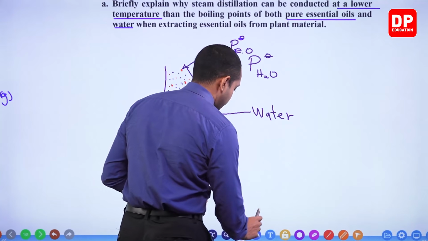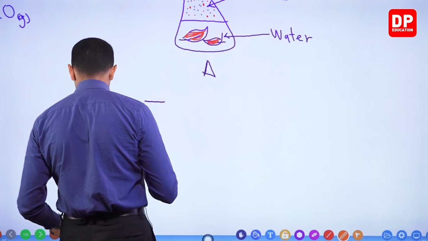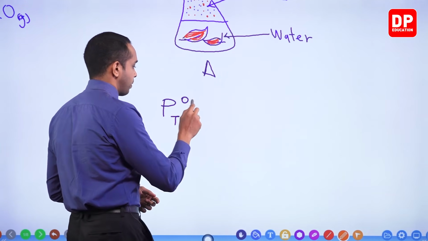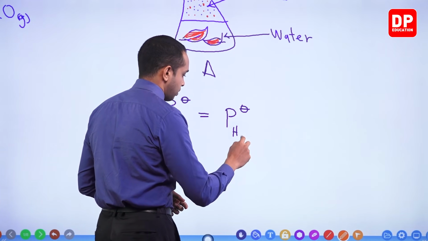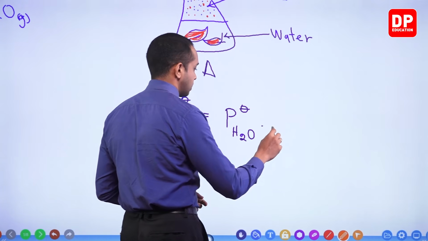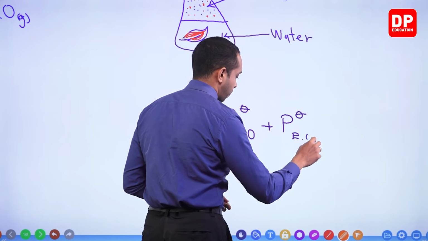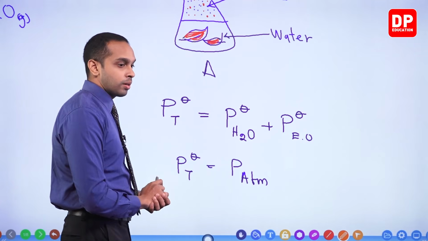So you can also indicate the total pressure PT, right? Total vapor pressure is equal to the saturated vapor pressure coming from water, plus P naught, the essential oil vapor pressure. We can write that when PT equals P atmosphere, the liquid will start to boil.